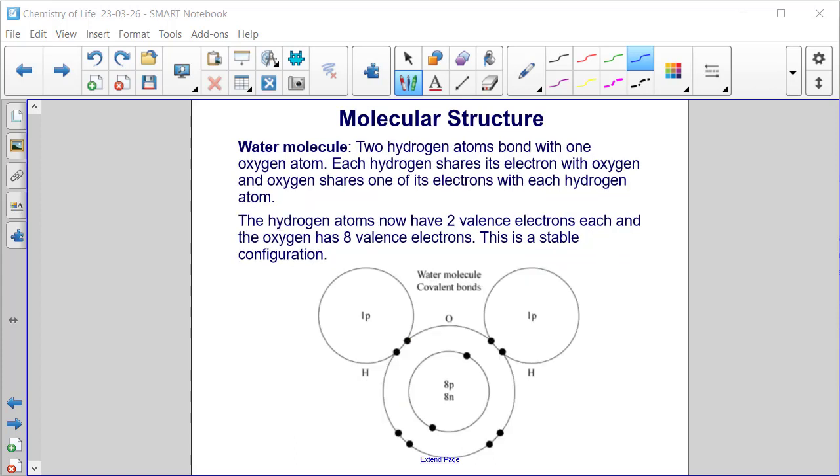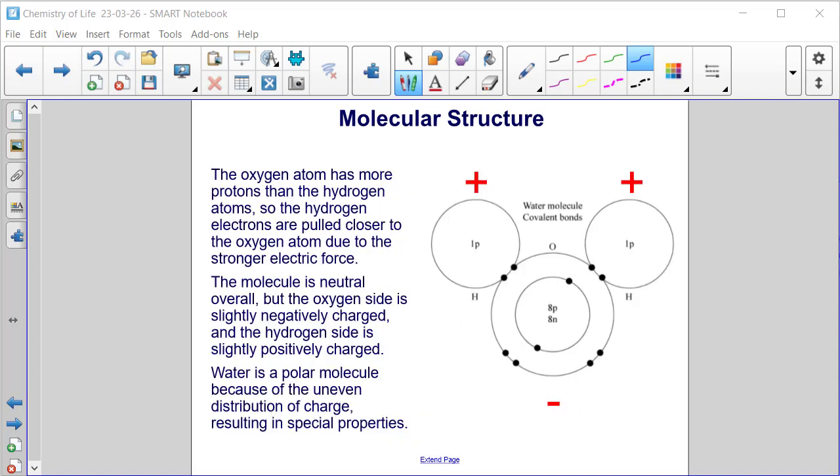Water molecule. 2 hydrogen atoms bond with 1 oxygen atom. Each hydrogen shares its electron with oxygen, and oxygen shares one of its electrons with each hydrogen atom. The hydrogen atoms now have 2 valence electrons each, and the oxygen has 8 valence electrons. This is a stable configuration.